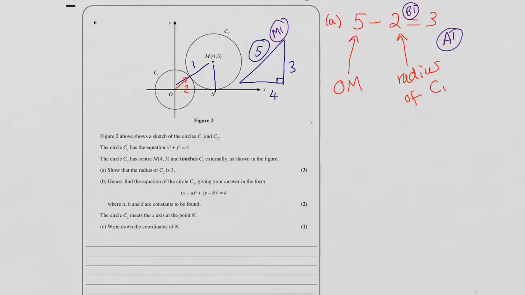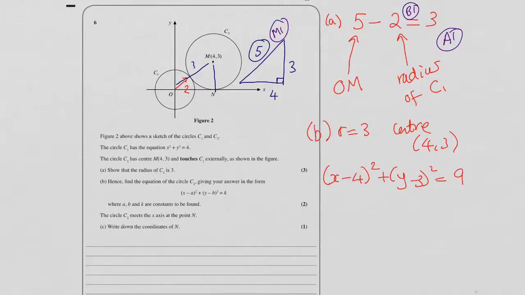Part B is lovely. It's just writing down the equation of the circle. Well, we know the radius is 3, and we know that the centre is 4, 3. So we can plug the centre straight in. And then 3 squared will be 9. There we go. And you get a B1 mark for plugging in your centre. And you get a B1 mark for the radius. And the B marks, because it can't be anything else.